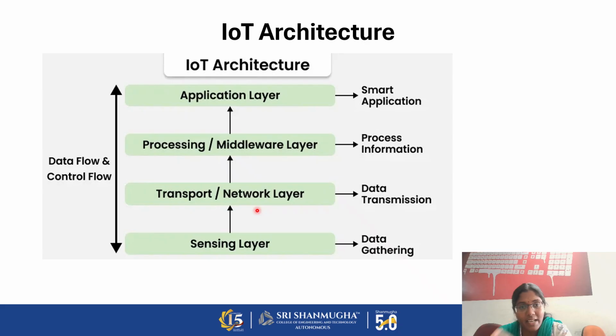And after transmitting the data, that information should be processed, right? So it is the processing or middleware layer, where the information will be processed. And after processing the information, it can be given to your user for applications, right? It can be given to a smart application. That final layer is called your application layer. Okay, so this is your IoT architecture.